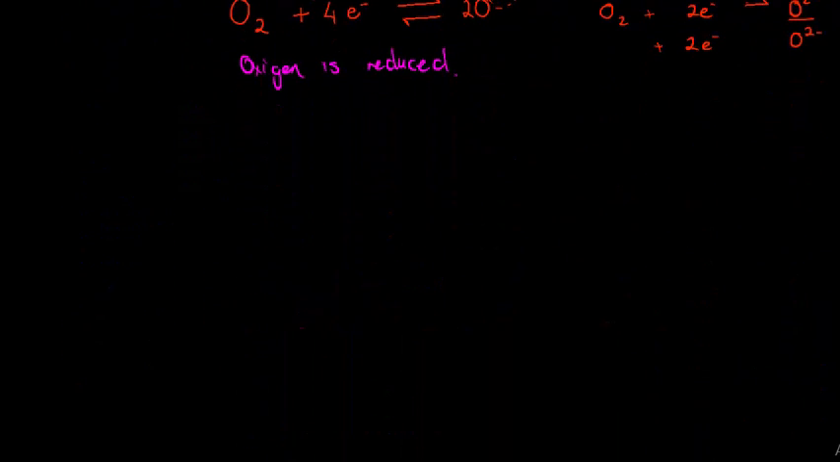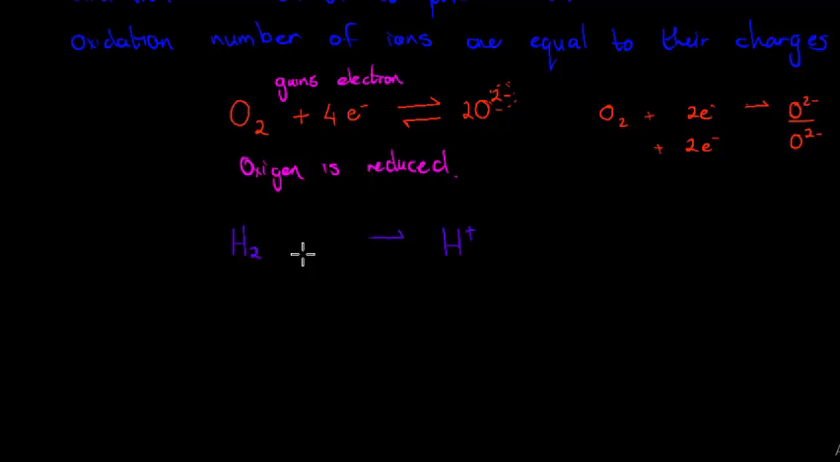On the other hand, hydrogen used to be H2, and then it became H+, which means it lost electrons, so minus electrons. It produced 2 of these, okay, and so in total on the left hand side it lost 2 electrons to produce 2 of these that were positively charged.